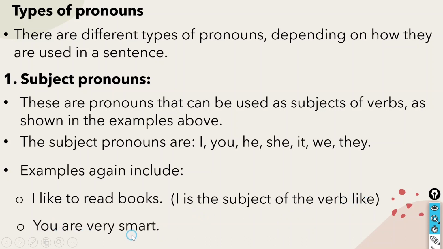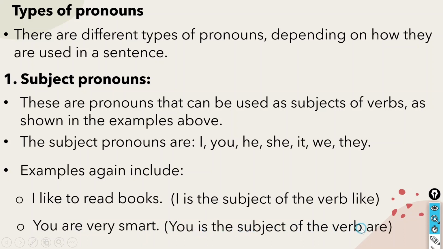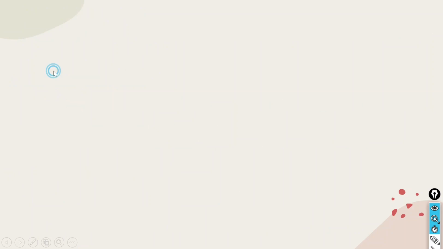You are very smart. So you is the subject of the verb are. It is the doer of the verb are. It is the one that does the smart. You are very smart. So in this case, you is the subject of the verb are, and under types of pronouns, you in this sentence is acting as the subject pronoun. Then number two, the other type of pronoun is object pronouns.